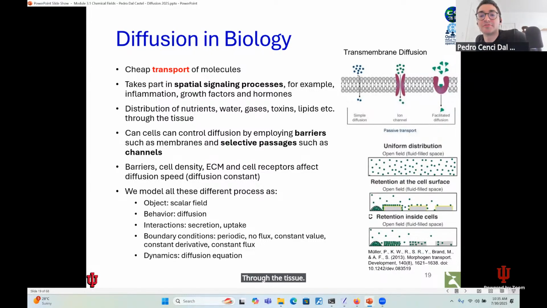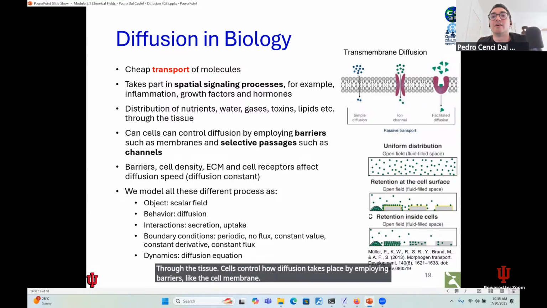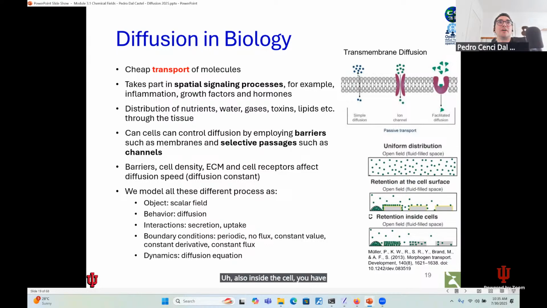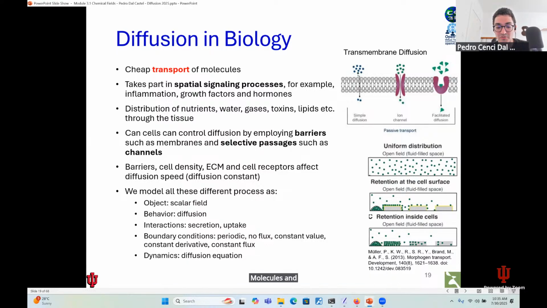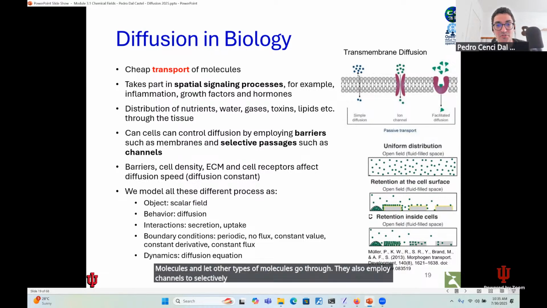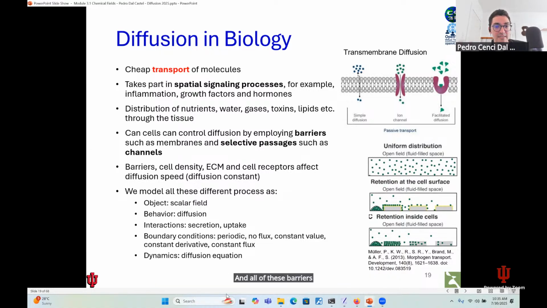Cells control how diffusion takes place by employing barriers like the cell membrane. Also inside the cell, you have other barriers. You have the mitochondria membrane. They are selective for certain molecules and let other types of molecules go through. They also employ channels to selectively allow molecules to diffuse through the membrane. And all of these barriers, the cell density, ECM, fibers, all of that, even cell receptors can affect how those chemicals diffuse through the tissue.